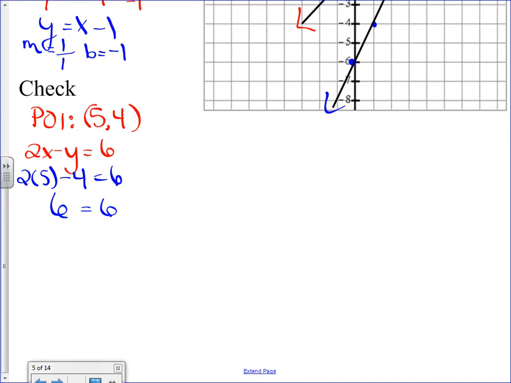Now I need to do it with the second line. x minus y equals 1. What do I have to do, Jess? Good. How does that simplify, Trevor? 1 equals 1, left side equals right side. So I verified that.